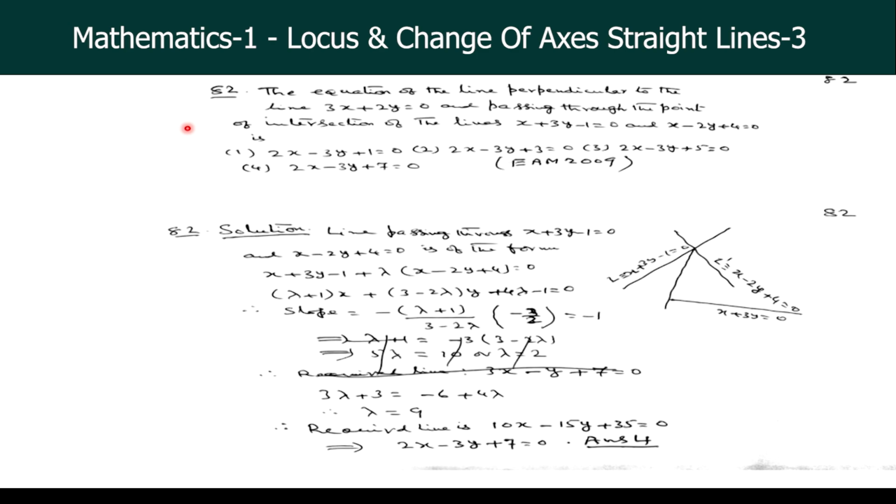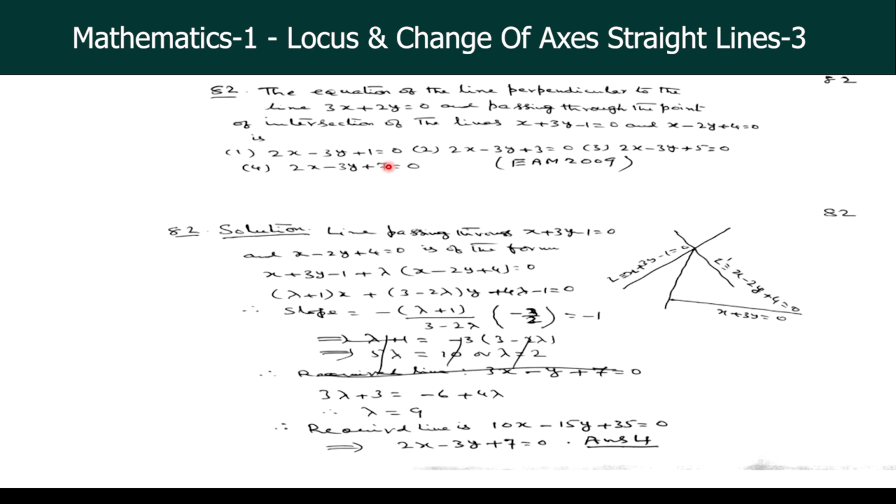The equation of the line perpendicular to the line 3x + 2y = 0 and passing through the point of intersection of the lines x + 3y - 1 = 0 and x - 2y + 4 = 0 is: options are 2x - 3y + 1 = 0, 2x - 3y + 3 = 0, 2x - 3y + 5 = 0, 2x - 3y + 7 = 0.